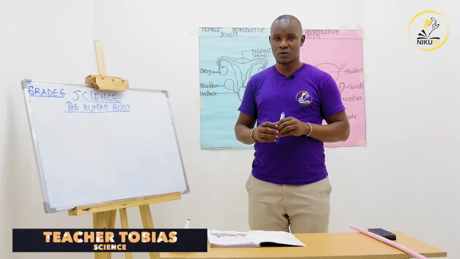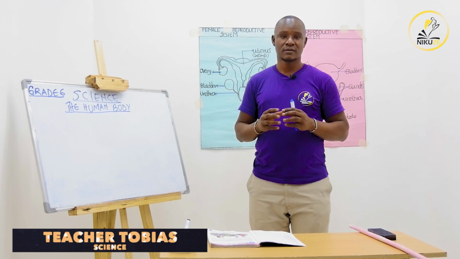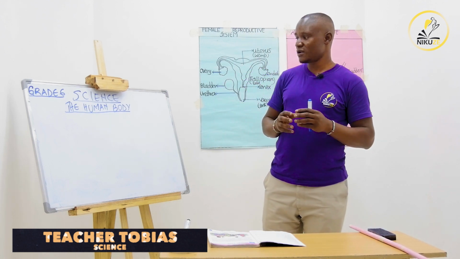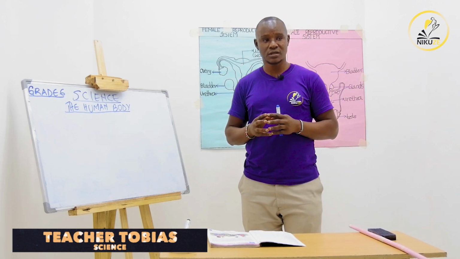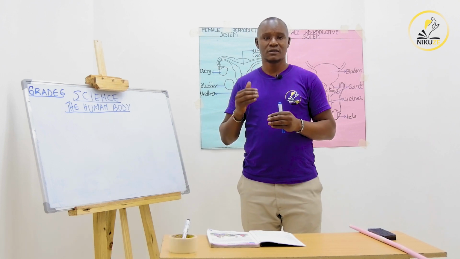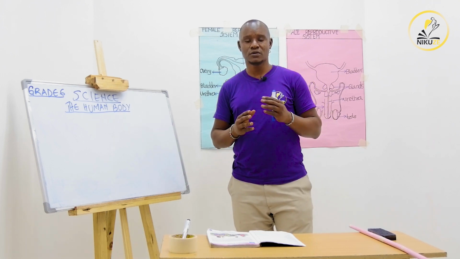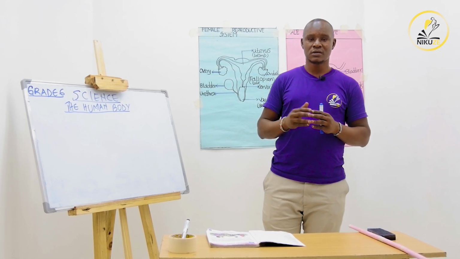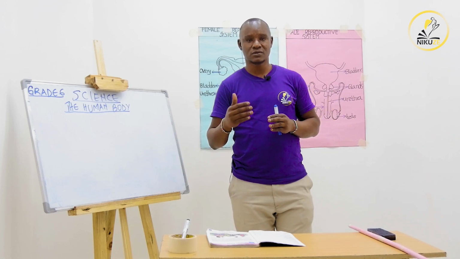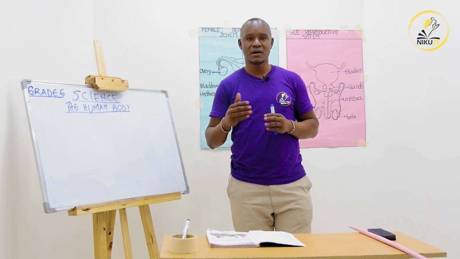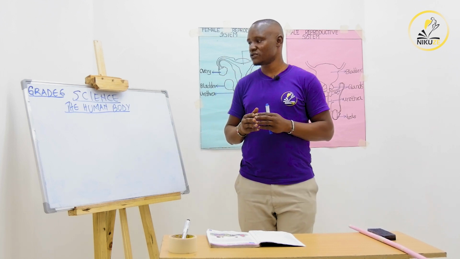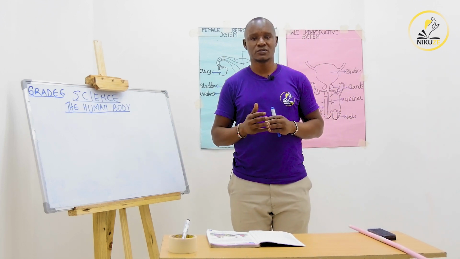In grade 4, we learned about the parts of the human body, whereby we talked of the teeth. Coming to grade 5, you were taught about the digestive system and the breathing system. You were told that the digestive system begins from the mouth and ends at the small intestine. And you were also taught about the parts involved in the breathing system.